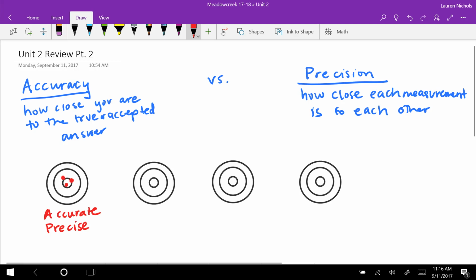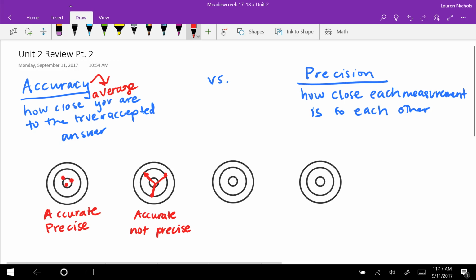But what if we have 3 that are kind of like this? They're spread out. We would consider this not precise. They're not very close together. However, their average is going to end up being somewhere in the center, and so we would actually still call this accurate because it's not how close a single measurement is, but how close your average is. Okay, that's important. Your accuracy is about your average, and precision is about each individual measurement.